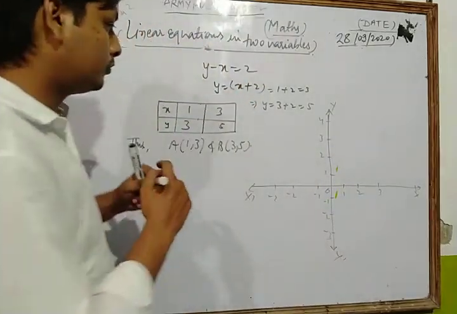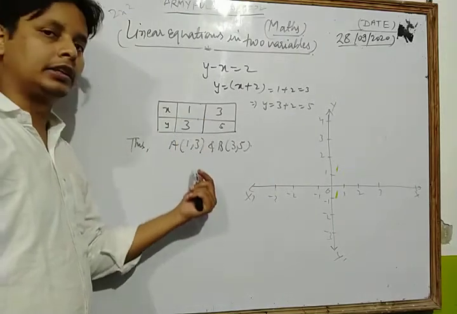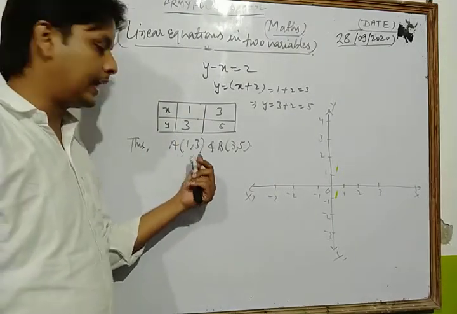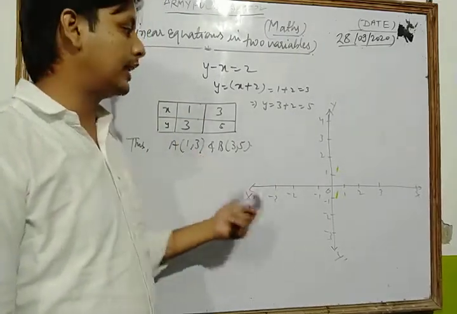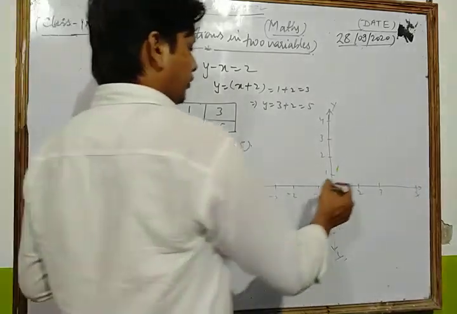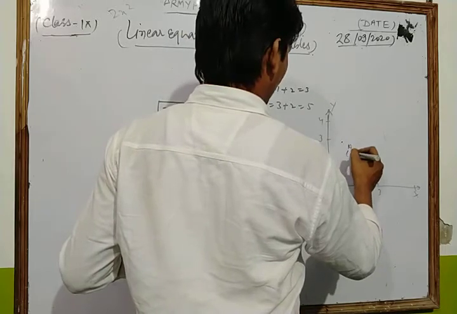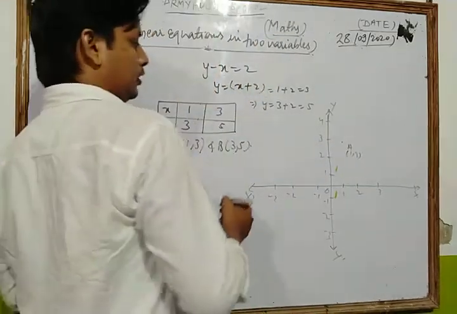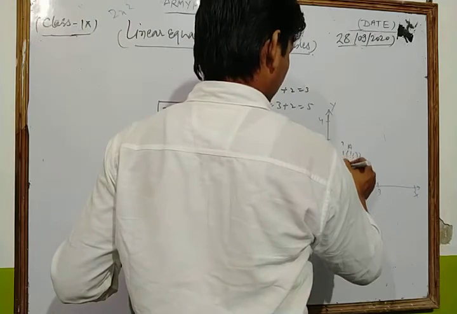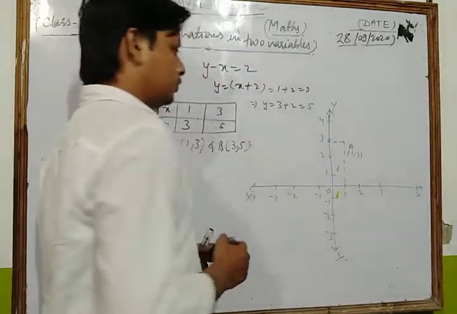Now look, here we plot the point (1, 3). So abscissa is 1 and ordinate is 3. So that point lies in which place? Look here, 1 and 3. The point A lies on that place. This is point (1, 3). Okay. Now this is 1 and 3.